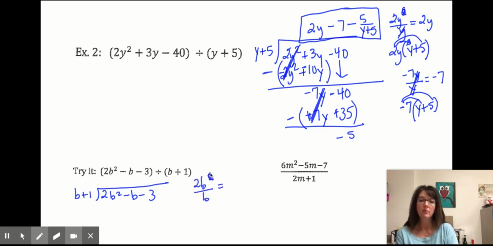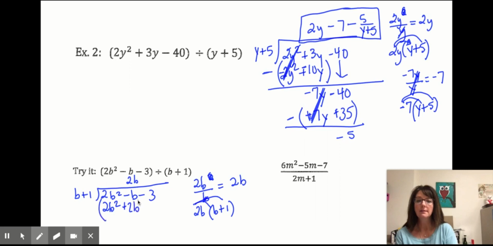Right? 1 will cancel with that, so we'll get the answer of 2b. And we'll put that over the like term, and it's a positive 2b. Then we're taking 2b times the b plus 1. So 2b times b is 2b squared. 2b times 1 is 2b.